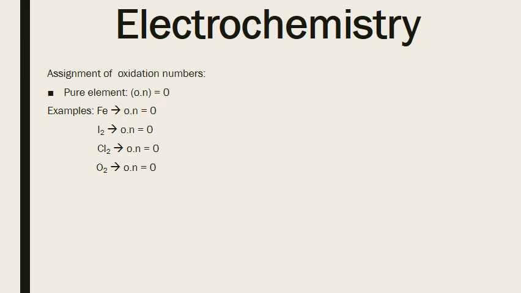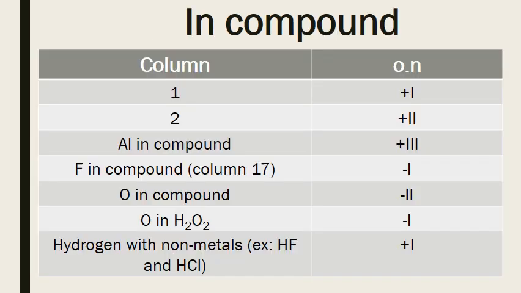Then we looked at electrochemistry. The first lesson was about assigning oxidation numbers. We said the oxidation number of any pure element, for example Fe, I2, Cl2, O2, all of these have an oxidation number of 0. The oxidation number of column 1 is +1, column 2 is +2, Al is +3, and fluorine in a compound is -1, and any element that's found in column 17 is also -1.